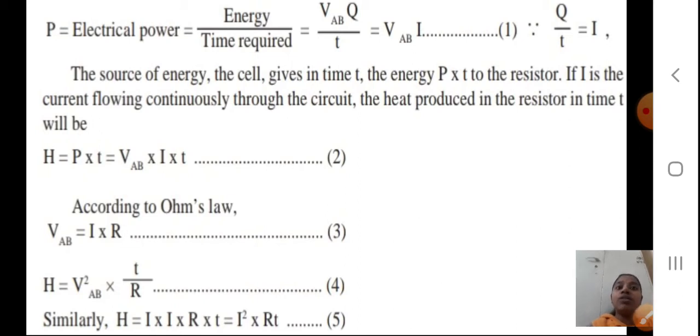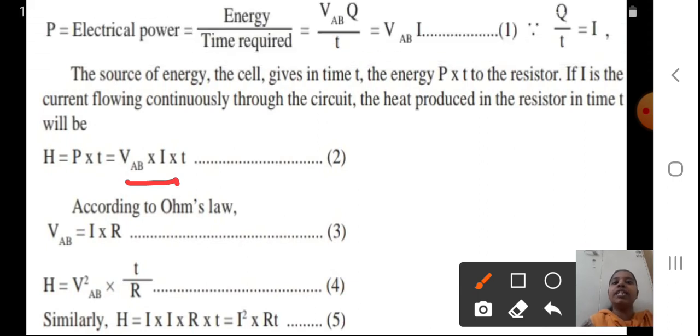Now the source of energy, the cell, gives in time t the energy P into t to the resistor. If I is the current flowing continuously through the circuit, the heat produced in the resistor in time t, we will write as H is equal to P into t. Now you know the P value, we have got VAB I. First equation you can see, so we have substituted it as VAB I into t.